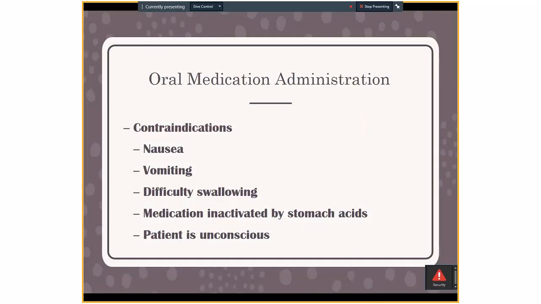So contraindications, reasons why we would not want to give them an oral medication: nausea or vomiting. They're just going to throw it right back up. That always kills me if they have the nausea medication by mouth, and I'm like, oh, this isn't going to work. You kind of have to try a different way sometimes, unless you take it before it gets too bad. If they can't swallow, or if certain medications are inactivated by the stomach acid, or obviously if they're unconscious, then you can't give it to them by mouth.